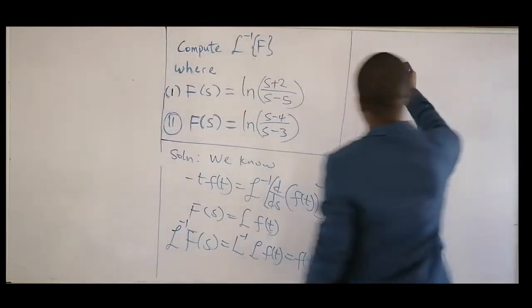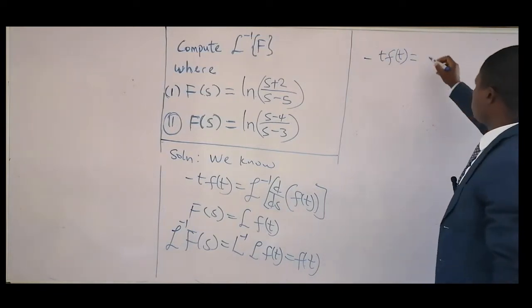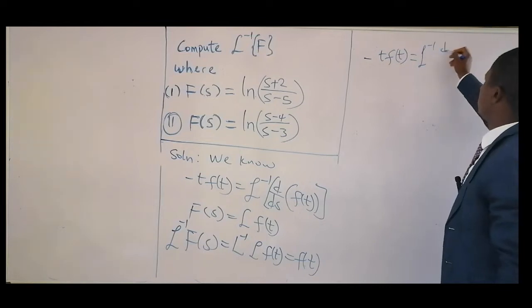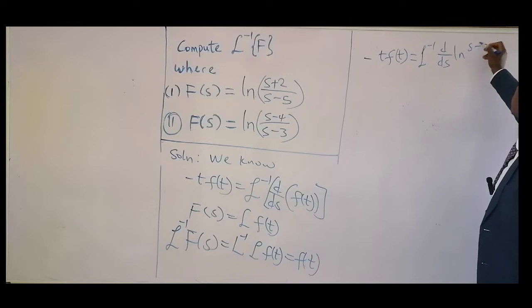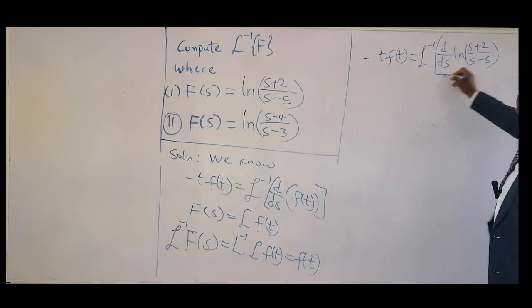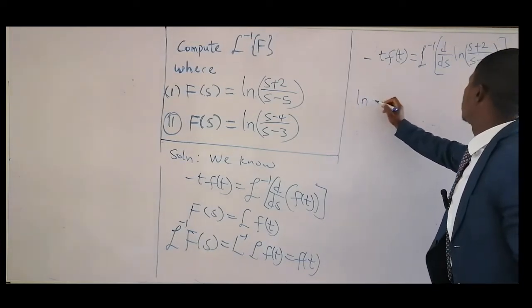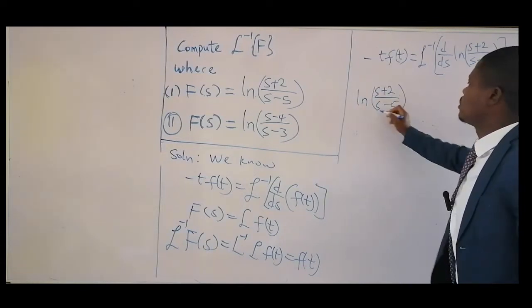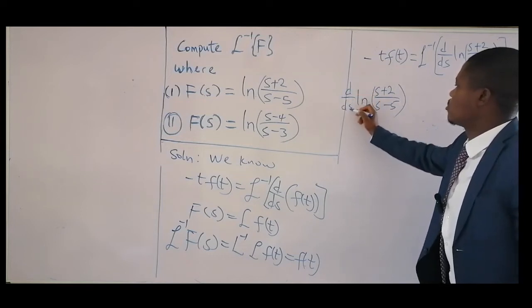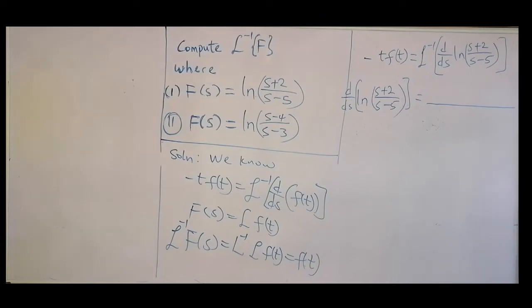So number one, we now have minus t f of t is equal to the inverse of d/dx of ln of (x plus 2) over (x minus 5). The first thing we do now is to take the derivative of ln of (x plus 2) over (x minus 5) with respect to x. This will use the quotient rule.